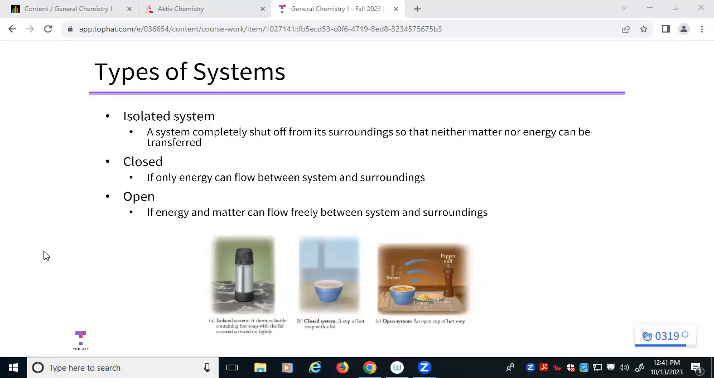And because of this, open systems tend to be the ones we see the most often. They're the most common because they're the most easily acquired. All I need is some kind of a vessel, and that vessel doesn't have to be insulated. It doesn't have to even be closed. It can just be completely open to the environment. A closed system, on the other hand, restricts the movement of matter by putting a barrier in between the system and the surroundings that does not allow matter to penetrate it.